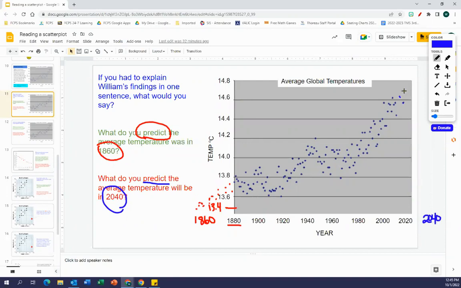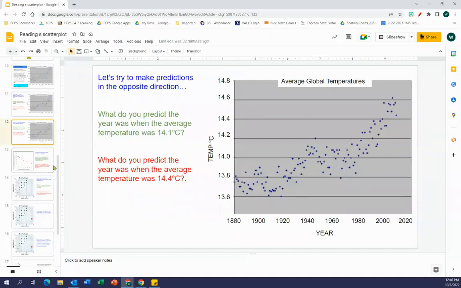So I'm going to keep the dots going up into this positive correlation. And maybe my prediction will be 15 degrees Celsius, maybe 14.9 or 15.1. All of these would be great predictions because they're clustered together up here at the top of my graph.